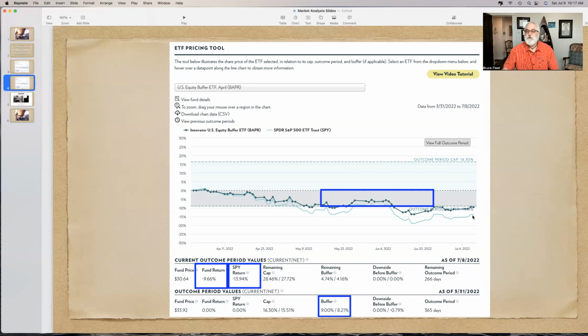Right now when the market's down, you're always worried about the buffer. When the market's up, we want this thing to get as close to 16.3 as possible. We sell it, get into a new one with a new cap, and we continue to ride it up. Hopefully that makes sense.